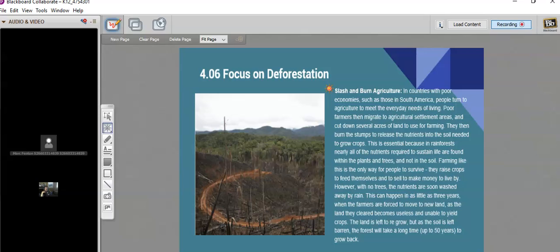This is essential because in the rainforest, nearly all of the nutrients required to sustain life are found within the plants and trees and not in the soil. Farming like this is the only way for people to survive. They raise crops to feed themselves and to sell to make money to live by. However, with no trees, nutrients are soon washed away by rain. This can happen in as little as 3 years when the farmers are forced to move to new land. As the land they cleared becomes useless and unable to yield crops, the land is left to regrow, but as the soil is left barren, the forest will take a long time, up to 50 years, to grow back.